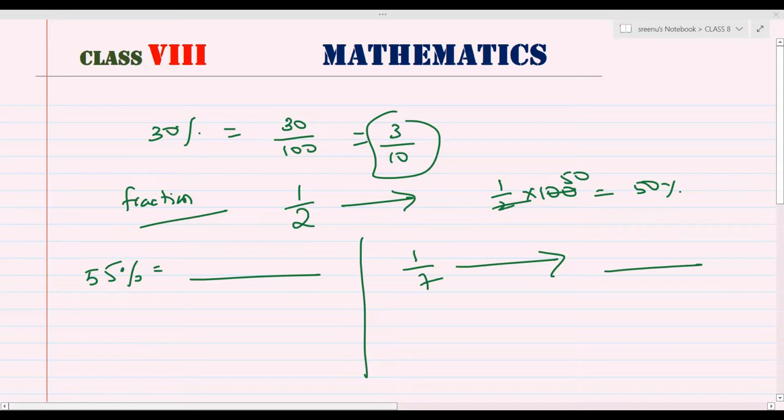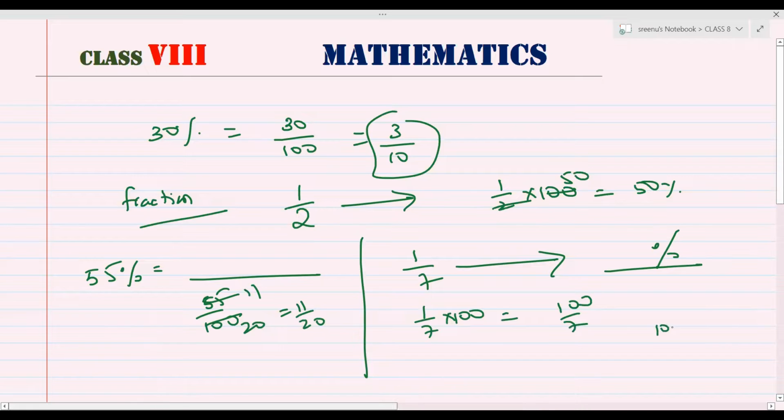Avinash, can you hear me? Yes, sir. 55% to fraction: what you will do? 55 by 100. Do the cancellation, 11 by 20. And 1 by 7 to percentage: what you will do? 1 by 7 into 100, which is 100 by 7. Just take the division, 14.2 percent. Okay?